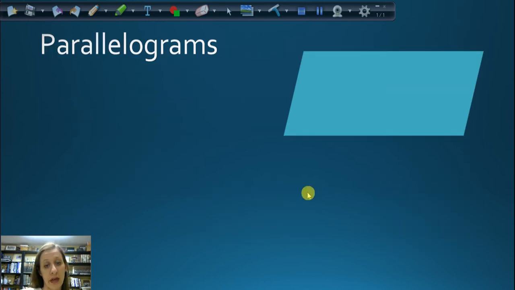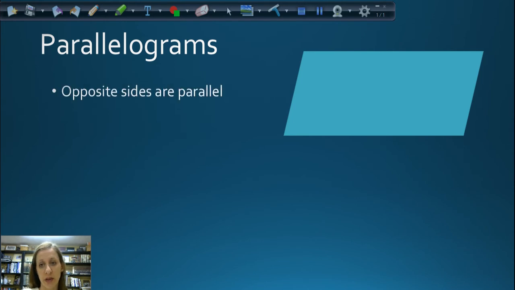So now let's talk about parallelograms and what you need to know about parallelograms. So the first thing that you need to know about parallelograms is that opposite sides are parallel. So here's a parallelogram, and the opposite sides are parallel. So first of all, I'm using arrows to let you know that they're parallel. So that means the two sides should be parallel, and the top and bottom should be parallel. And I'm using single arrows for the sides and then double arrows for the top and bottom to let you know that they are parallel but not parallel to each other.